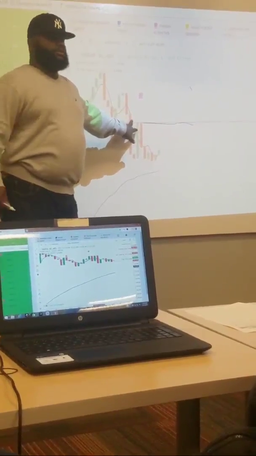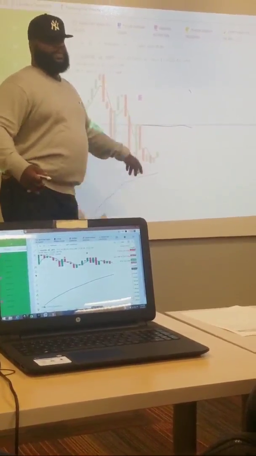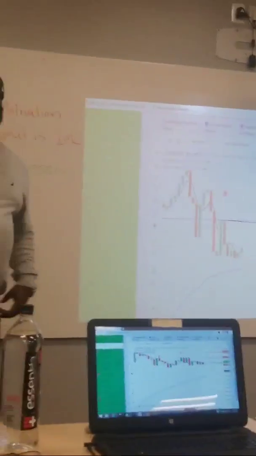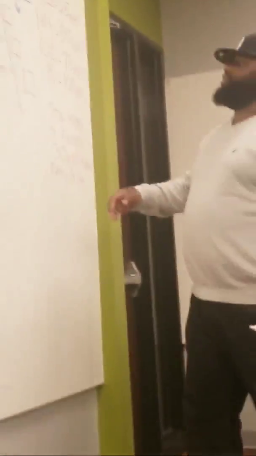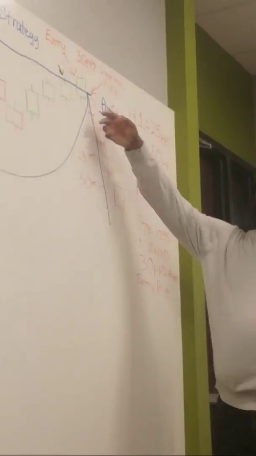Your daily, each candlestick would take about a day to form. Now, what we're looking for is for it to come back up, hit this line, and drop. We're only concerned about this.